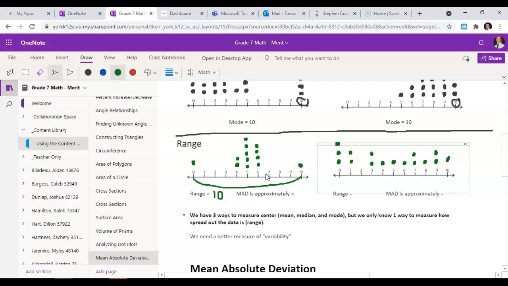Okay, so the range of this first dot plot is 10. Well, it looks like the same thing is happening in the second one. The lowest is 0, the highest is 10. So the range of how far spread out these are is also 10. And that just doesn't sit quite well with me, because I knew with my eyes right at the beginning, this dot plot is way more consistent than this one is.